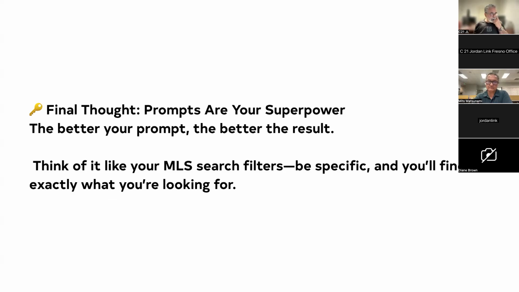Think of it like your MLS search filters. Be specific and you'll find exactly what you want. Just like in the MLS, you're going to go either by zip code, by area, or county. Then you're going to filter by price point, by bedrooms and baths. Are you going to filter by single story or double story? Am I going to add special features like a backyard? I'm going to do all this filtering to find a property for a client. That is something you've got to do when you're trying to figure out a prompt. Let me put in all of these variables so it can give me the right data.